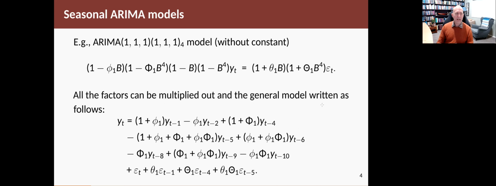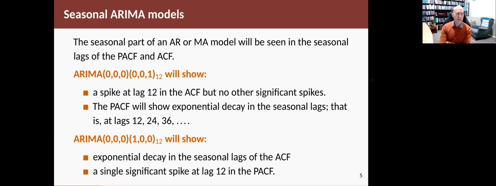If you expand that out and multiply it all together and then write it in subscript notation, it looks like that, which is way more complicated to read and understand. It doesn't at all look like an ARIMA(1,1,1)(1,1,1)4 model, because you can't really untangle all of the pieces. So generally, we like to write it in this backshift form because it's easier to see what's going on.